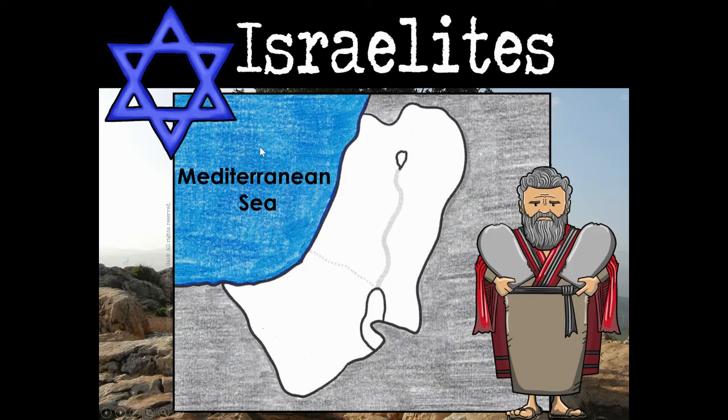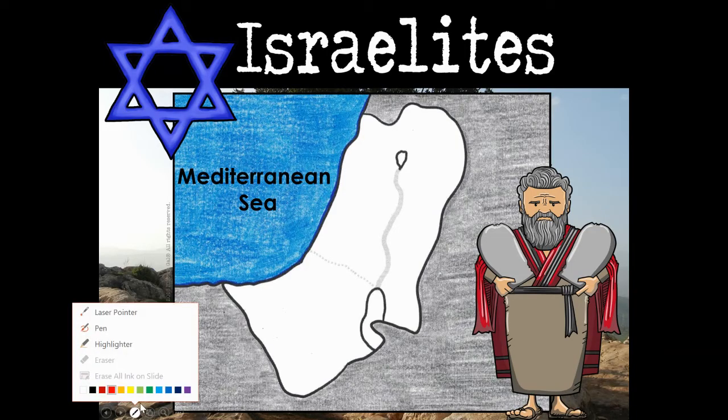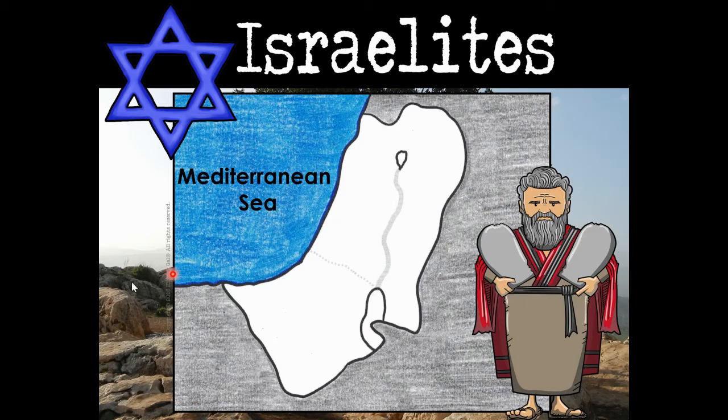So this first blue area is the Mediterranean Sea. This is the same Mediterranean Sea that we have labeled in previous chapters. If this map were to continue off to the left, you would find Egypt on an actual map.